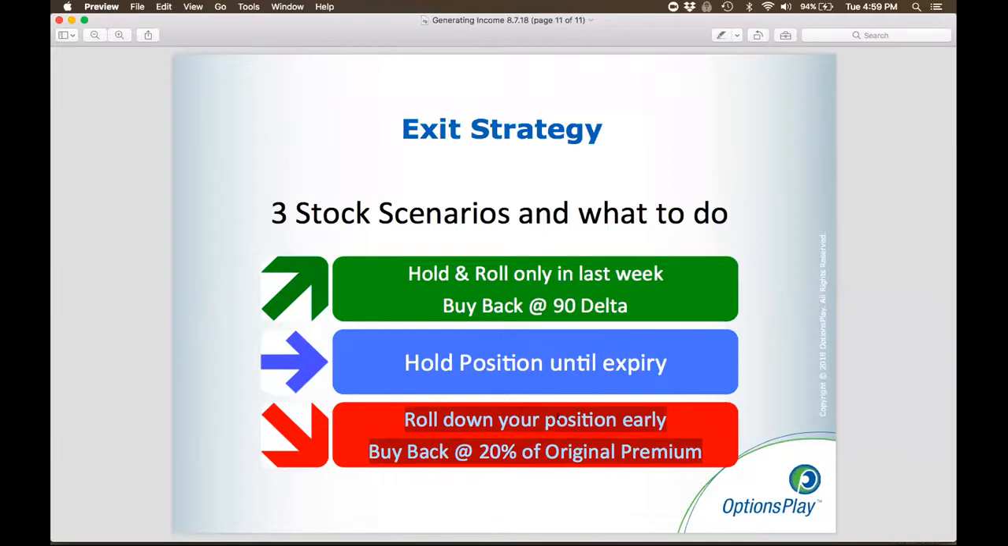So this is the only scenario where it makes sense to roll your positions early. So again, you want to come back to OptionsPlay. And the rule of thumb here is you want to buy back any calls that you've sold earlier. If you can buy it back at 20% of the original premium or less, that's when you want to buy back your call and sell another one.